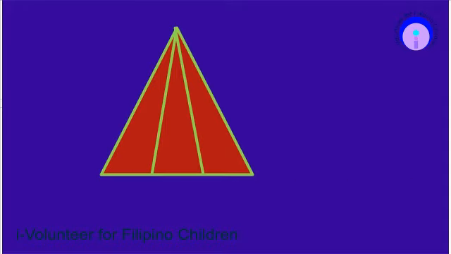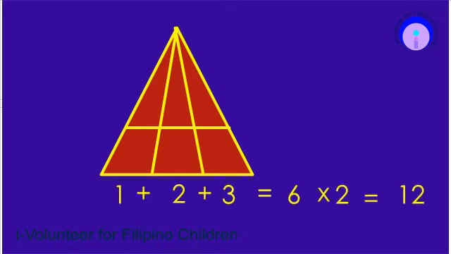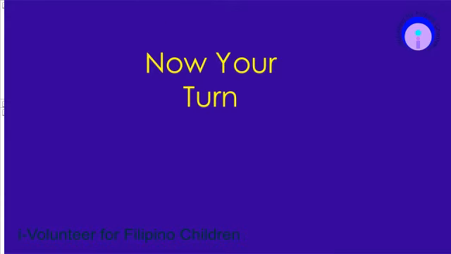I'm sure you are so much familiar with finding the number of triangles. We have 3 bases, so 1 plus 2 plus 3 is equal to 6. In this figure, you have to double the number of triangles because of the horizontal line. We get 12 triangles. Now it's your turn to find the number of triangles from the different figures I made for you.